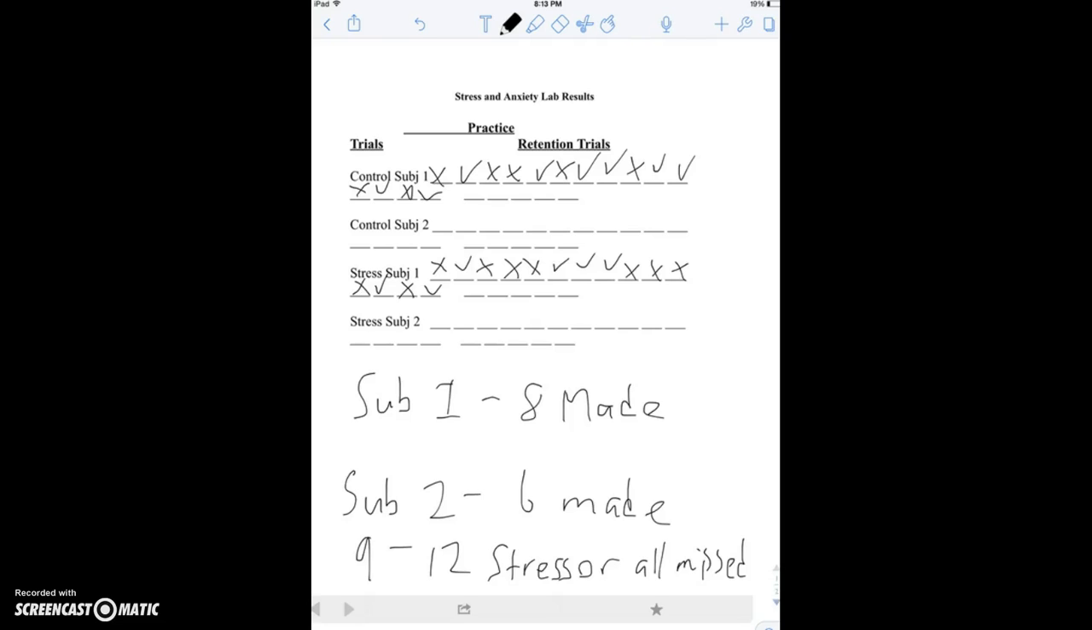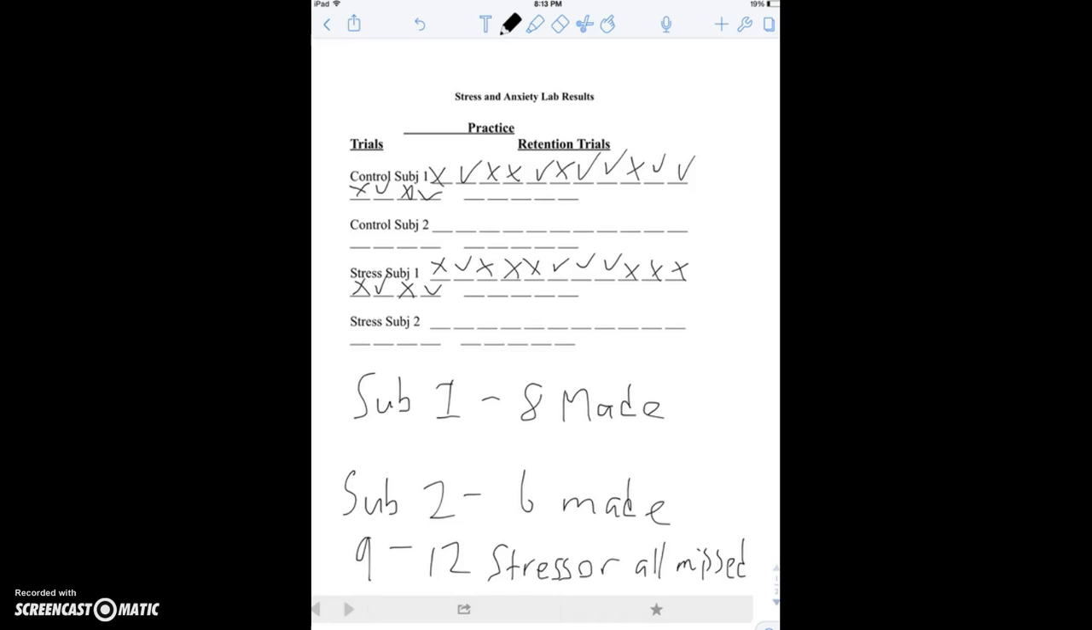Alright, now that we've shown you the videos, let you see what they did, we'll show you the score sheet we had to go off of here. You can see the control subject 1 was the student without the stressors involved. Missed his first one, hit, miss, hit, miss. He was a little bit streaky, but he didn't have a stressor. He was pretty consistent. Ended up hitting 8 shots. As you can see there, subject 1, 8 made.